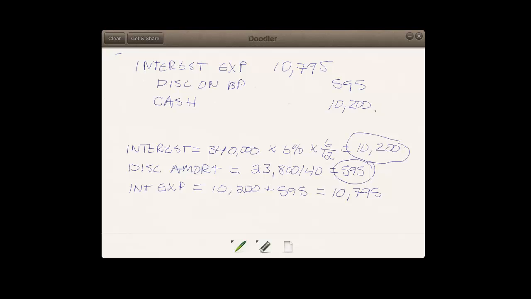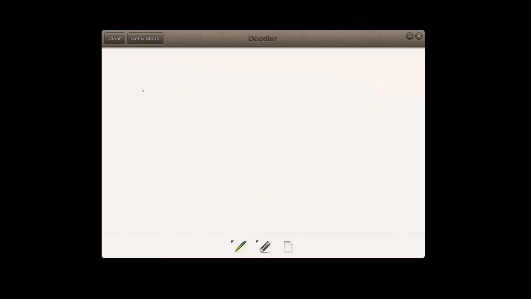Okay, so number 3, retirement of bonds at maturity. At maturity, what's the balance in the bonds payable account? Well, bonds payable, we recorded at issuance, was $340,000. It doesn't change. It doesn't change until we retire the bonds.